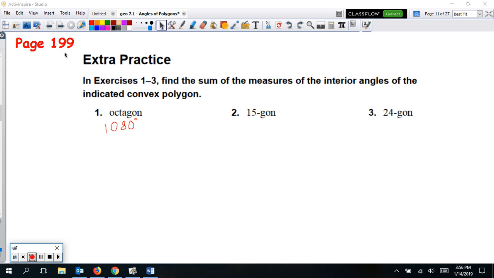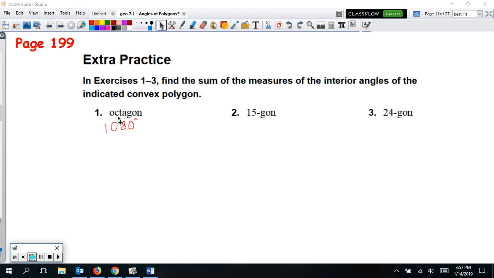Okay, so on page 199 you can see for number 1 it says octagon. It says find the sum of the measures of the interior angles of the indicated convex polygon. So this has to be a convex polygon. We talked about the difference between convex and concave. Convex just means there's no indentations in our figure. That's all on the outside. There's no caves inside that polygon.